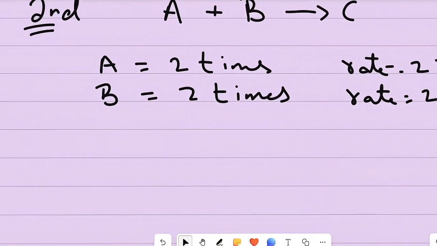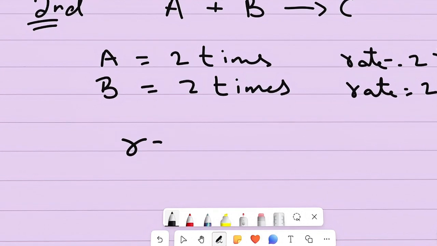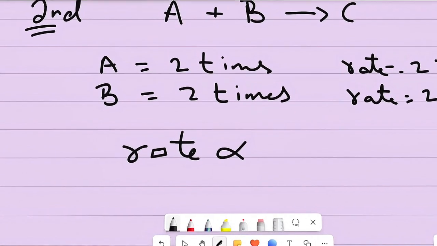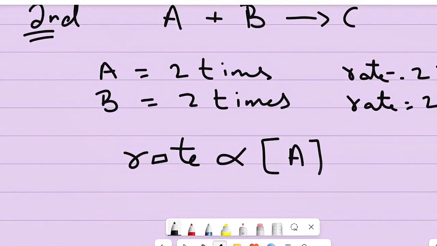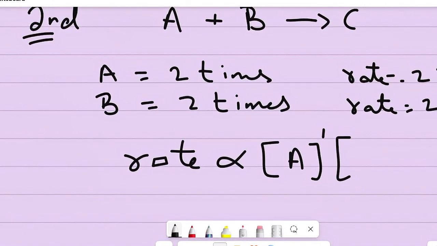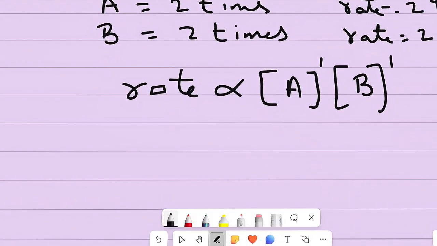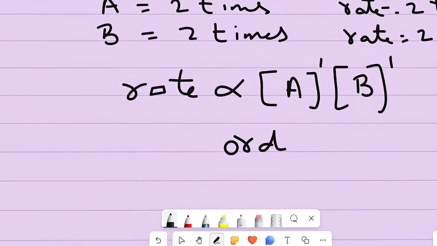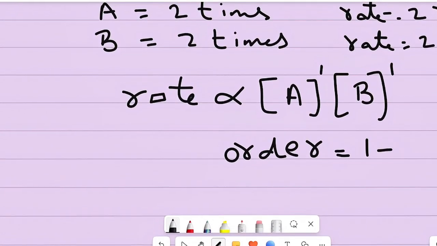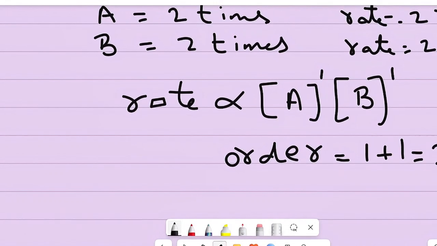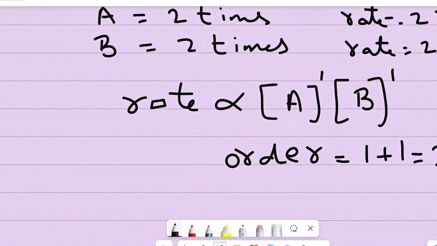How will we write down the rate? We will write down the rate equation. Rate is directly proportional to concentration of A raised to power 1 and concentration of B raised to power 1. What will be the overall order? You need to add both the powers, 1 plus 1, and it becomes 2. In this case, the order of the reaction is also 2. With respect to reactant A, it's first order. With respect to reactant B, it's first order. But the overall order of the reaction is 2.